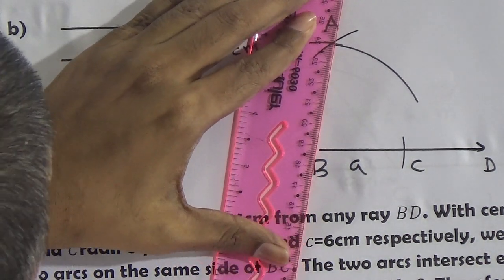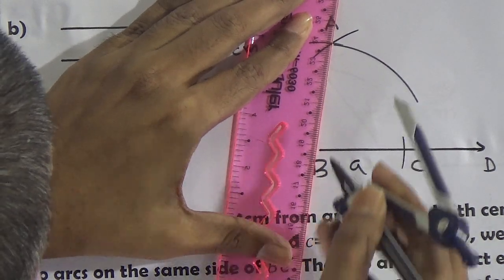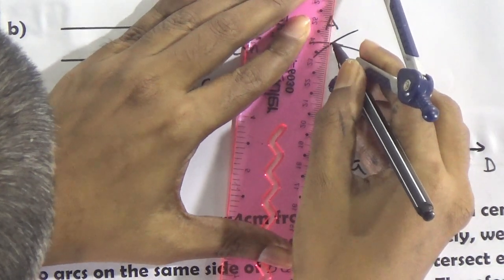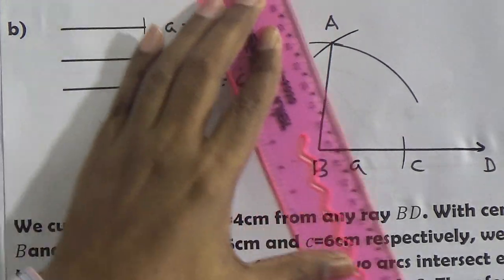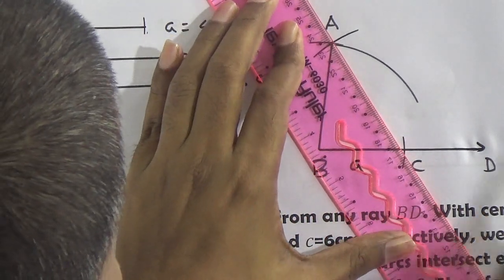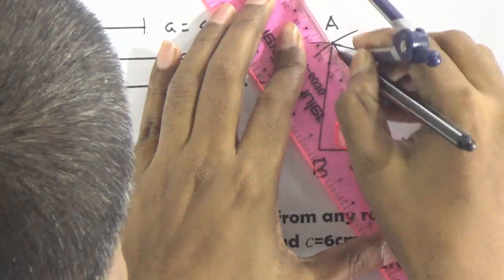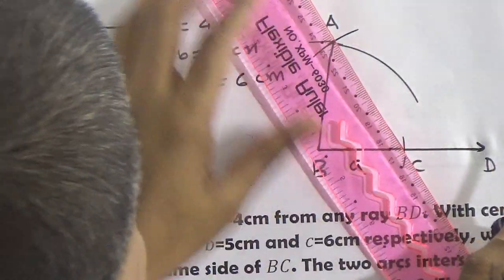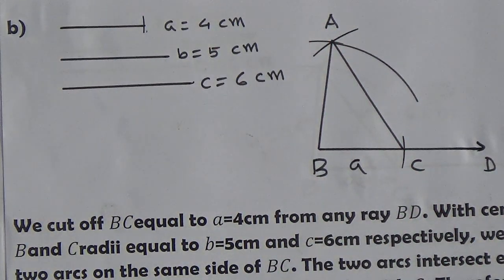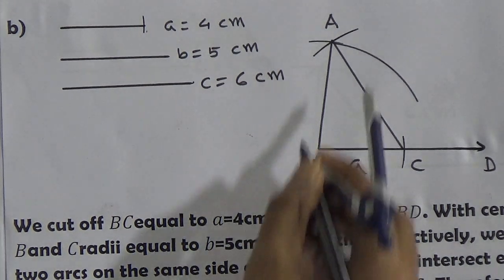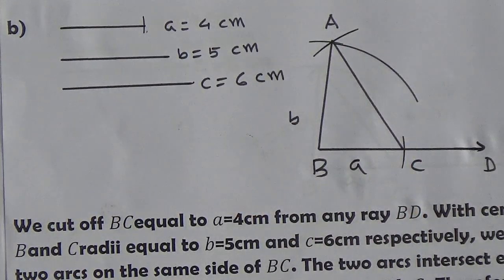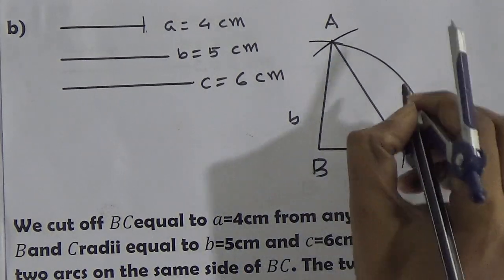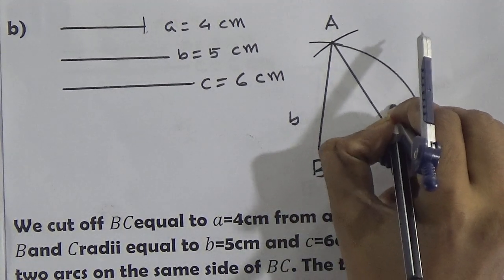We join now AB and AC. Then ABC is the required triangle. Look, AB equal to b equal to 5 centimeter and AC equal to c equal to 6 centimeter. Okay.